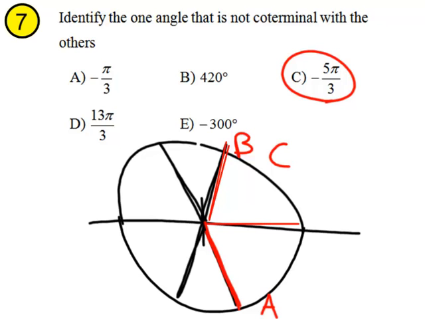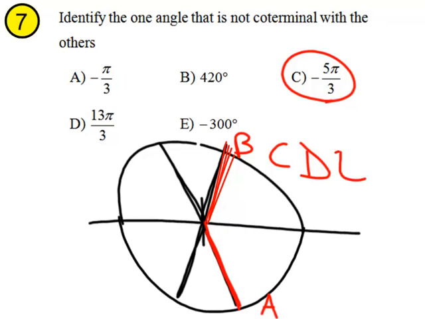Answer choice D, 13 pi over 3: positive 1 pi over 3, positive 2 pi over 3, positive 3 pi over 3, 4, 5, positive 6 pi over 3, 7, 8, 9, 10, 11, 12, positive 13 pi over 3. Answer choice D looks good here. And finally, negative 300 degrees. If I sweep backwards, a negative 360 degrees, I went a little too far. If I'm trying to get to negative 300 degrees, I need to go forward actually 60 degrees. And I just conclude that this is where negative 300 degrees is.